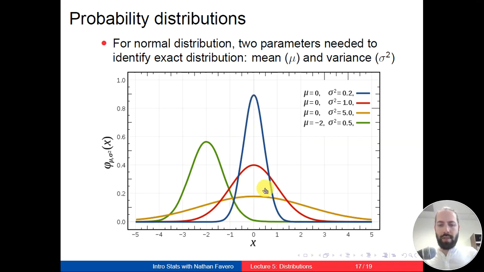But notice that in all of these cases, the distribution is symmetrical. It's not like any normal distribution will have a skewed distribution. You can't have a normal distribution with a skewed distribution. It's always going to be symmetrical and have one of these basic shapes. Okay.